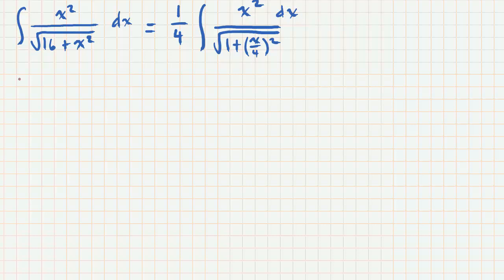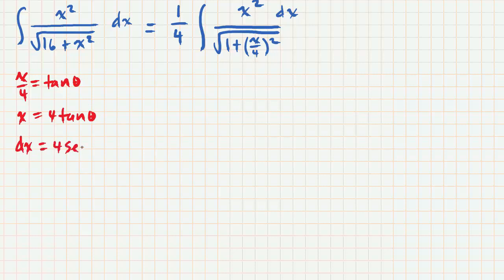We are going to let x divided by 4 be tangent of theta. If we would like, we can multiply both sides by 4. Not necessary, but some folks find it easier to do the derivative step with x isolated. Up to you. Either way works. So we end up with that.